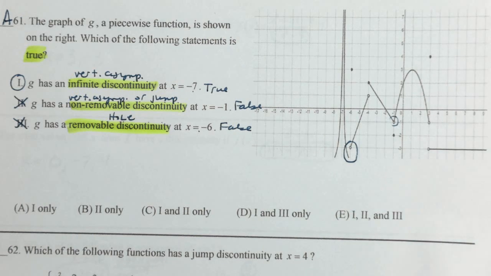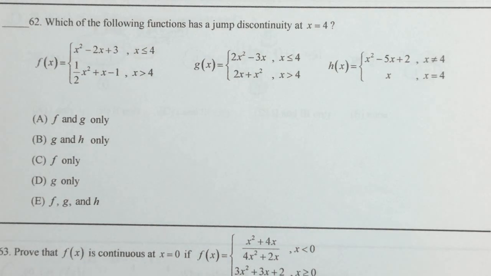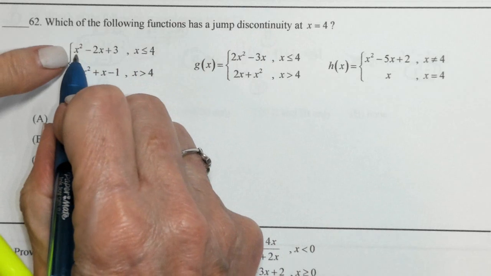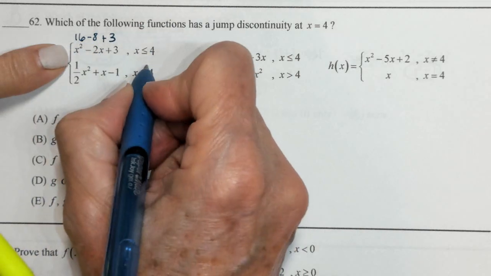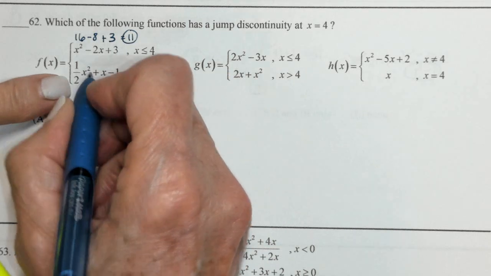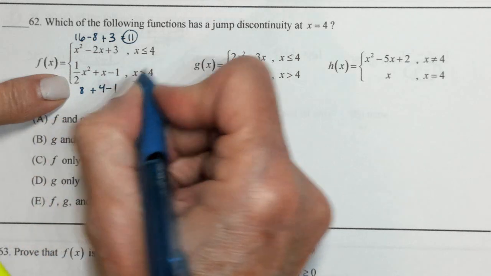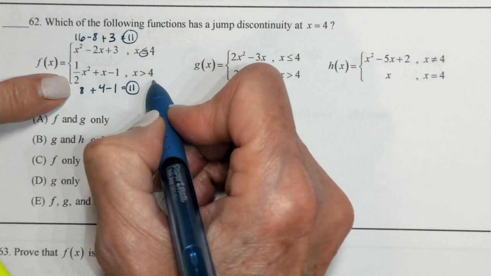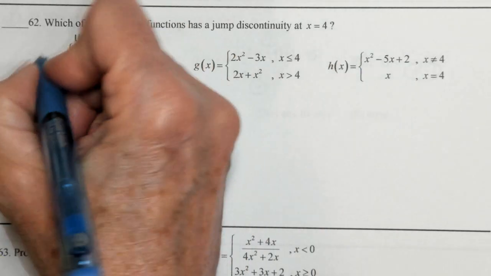Which of the following functions has a jump discontinuity at x equals 4? At x equals 4, that means the limit from the left is not equal to the limit from the right, but they both exist. If I put 4 in for this x, I get 16 minus 8 plus 3, which is 11. If I put 4 in for this x, I get half of 16, which is 8, plus 4 minus 1. 12 minus 1 is 11. Those are the same. F is continuous at x equals 4. It does not have a jump discontinuity.